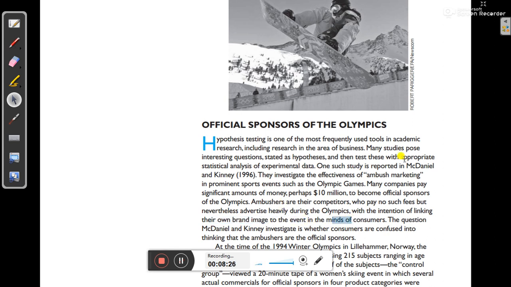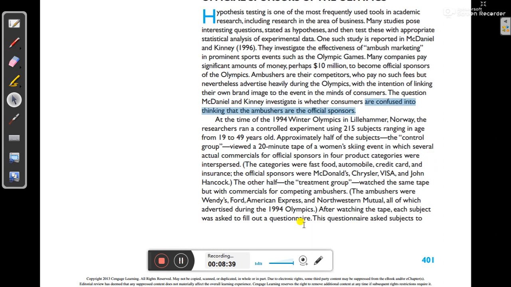You can understand the scenario. The question McDaniel and Kinney investigated is whether the consumers are confused into thinking that the ambushers are the official sponsors. Yes, sometimes it happens.